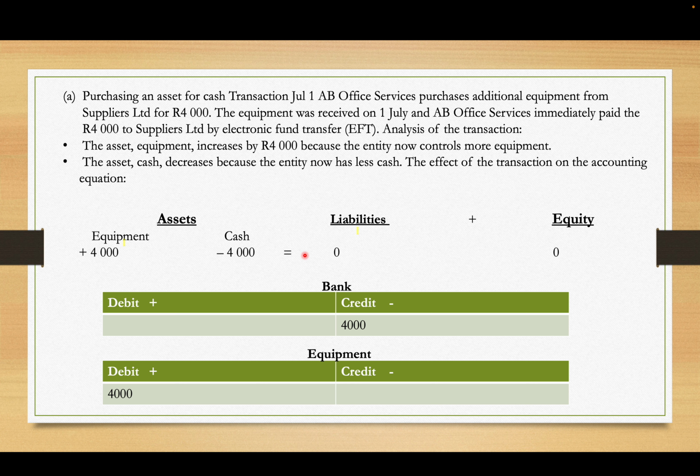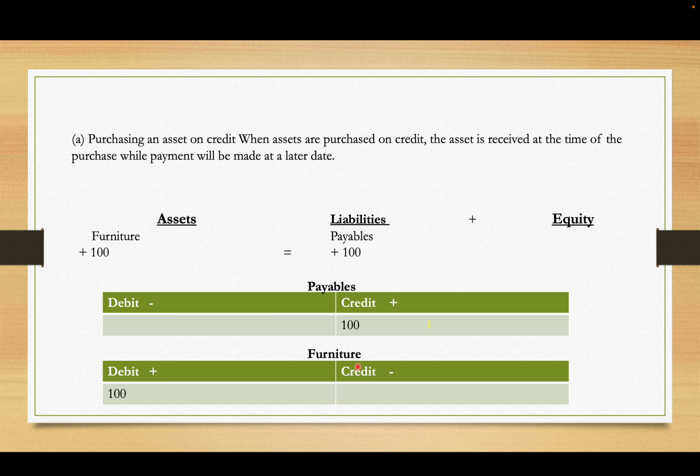So there we go. Here we bought equipment, so it increases equipment by 4,000 rand. And how do we buy the equipment? Through cash. And how does that affect our cash? It decreases our bank. So when I have bank, I put the 4,000 on the credit side, because it decreases on the credit side. Plus minus, plus minus. The same concept here. We already did these examples, so just a quick run through so you can understand.